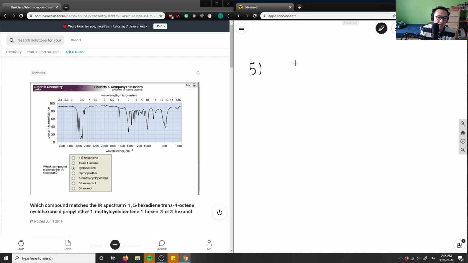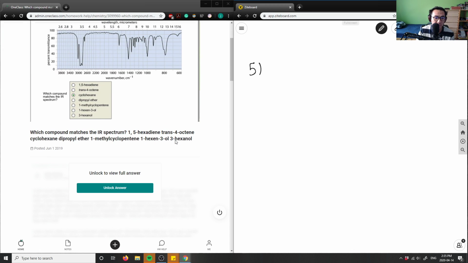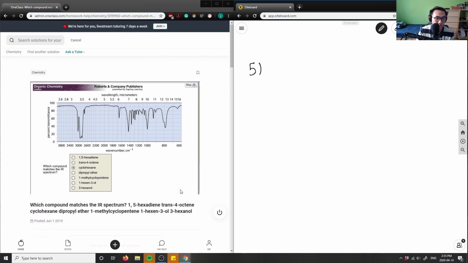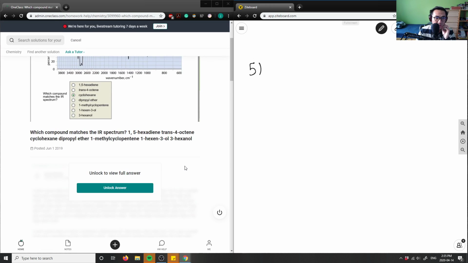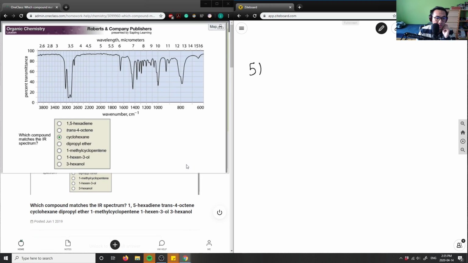And we need to decide which compound matches the IR spectra here. And for some reason, I cannot find the solution. So I can't verify the solution here, which is weird. But okay, I think we might be able to work with this. I can't verify the solution, unfortunately, which is kind of weird.